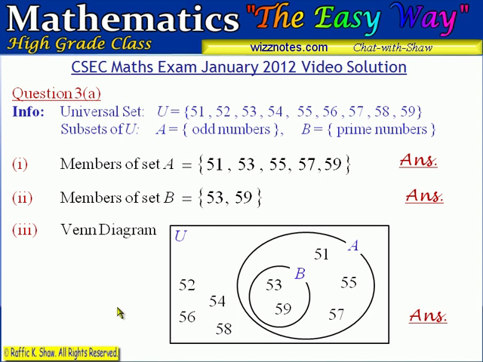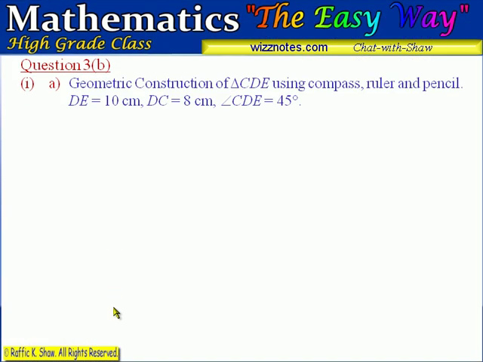All right, let's now move down to question 3b. Now, question 3b is a geometric construction question, and it is asking us to use a pair of compasses, a ruler, and a pencil to construct triangle CDE. And the information for triangle CDE is that DE is 10 centimeters, DC is 8 centimeters, and angle CDE is 45 degrees. I'm going to go through the steps in this construction.